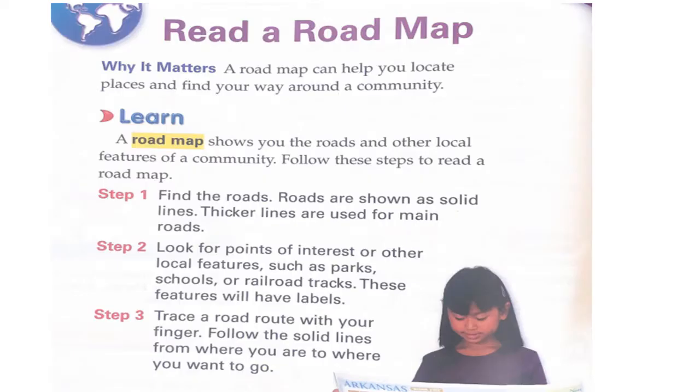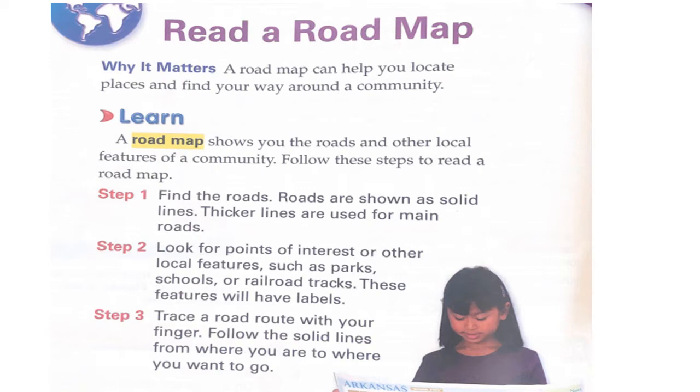Let's get started. This is a snapshot from your textbook, and you can see there are 3 steps that you could use while you're reading a roadmap. The first step is find the roads. Roads are shown as solid lines. Thicker lines are used for main roads, and sometimes you have distinctive key features within your map that you can utilize in order to figure out the roads.